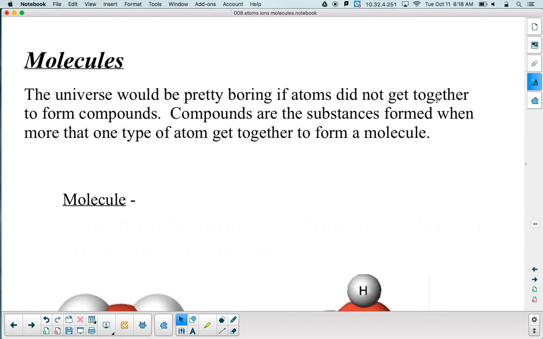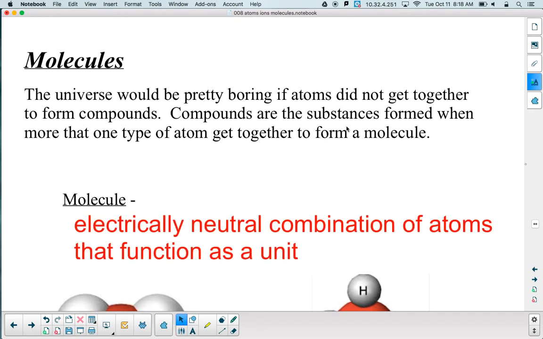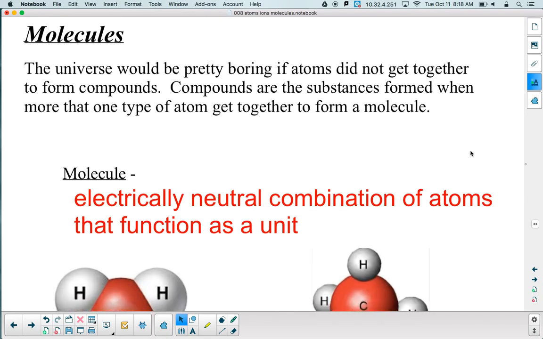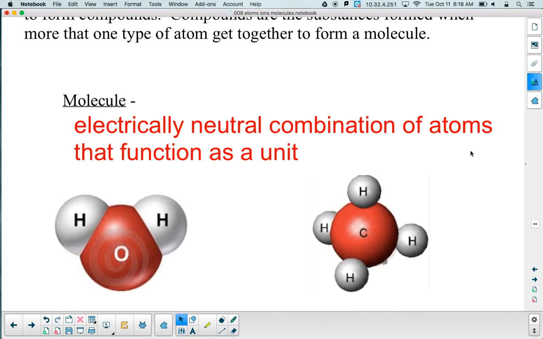Well, our universe would be pretty boring if the atoms didn't get together to form compounds. Compounds are the substances that are formed when more than one type of atom gets together to form a molecule. A molecule is an electrically neutral combination of atoms that function as a unit. It is important that they're electrically neutral. They don't carry any kind of a charge.